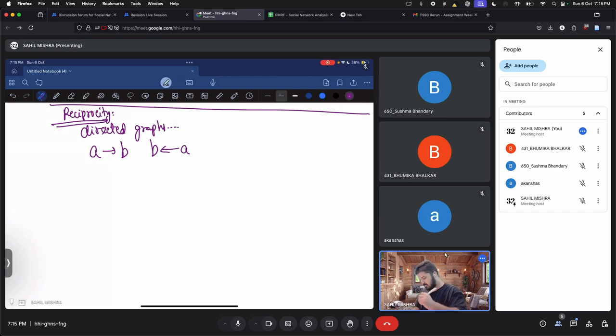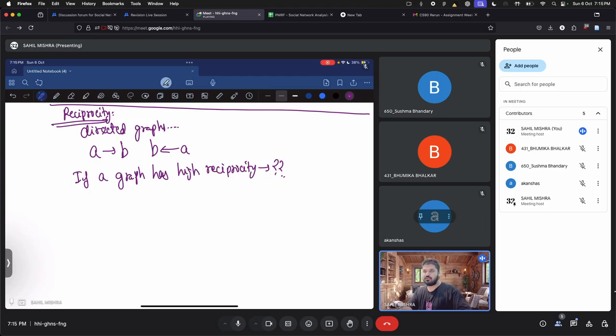So if a graph has high reciprocity, what does it tell? Can anybody tell me? Sushma? I won't go into the maths of reciprocity. It's not that difficult, it's very easy. But what does it tell about the network if there's a very high reciprocity? You can unmute yourself and tell.